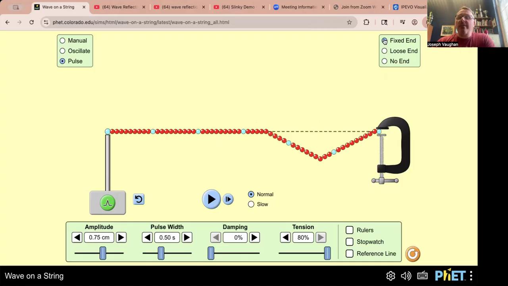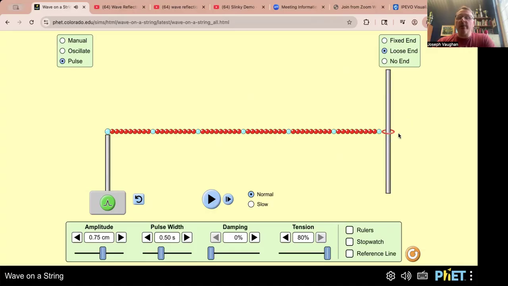You'll notice here that the end here is fixed. Let me just get rid of this. If that end was loose, now notice here, there's still a boundary. This medium ends and something else begins. There's a ring on the pole here. And if I do this, this end, which is loose, moved up and down, and now I had the energy going in one direction, and now it's going back the other direction. So there's a reflection, but there was no inversion.